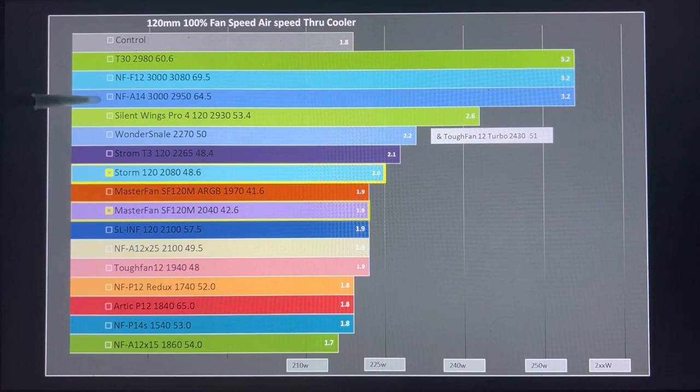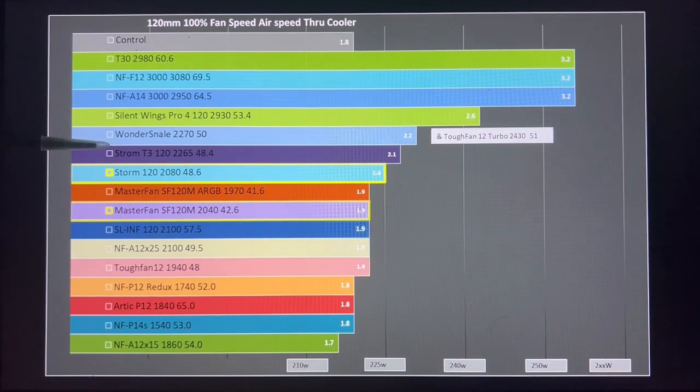So right here at the very top, we have the insane fans that spin at 3000 RPM. Some notable fans up here, like the T30 with 60 decibels. And then the Noctuas are really loud, 69 and 64 decibels respectively. And the Silentwings 4 Pro 120 had a very good 53.4 decibel reading, but it's also significantly less performant, only 2.6 meters per second of airflow.